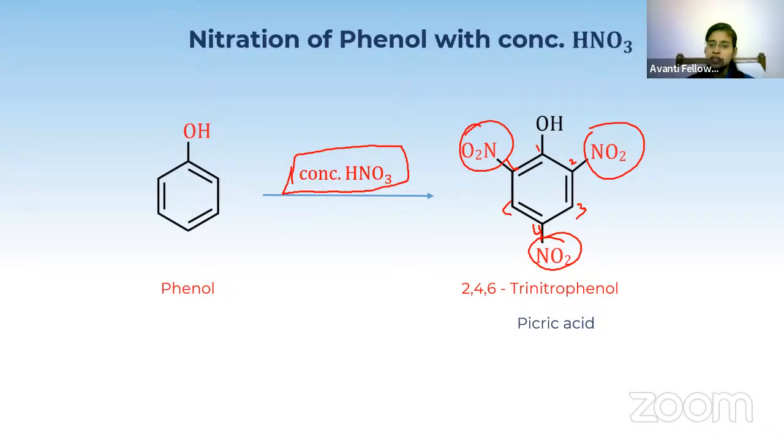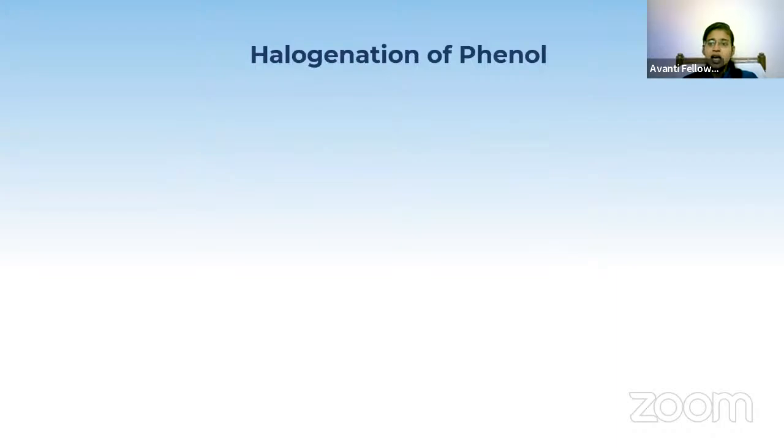So with dilute HNO3, we get ortho and para products. With concentrated HNO3, we get a tri-substituted product. That's all about the nitration of phenol. Then let me enter into the second electrophilic substitution, which is halogenation of phenol. We will complete this in today's session, and then we will go for the next class.